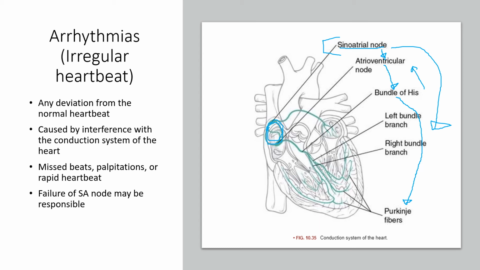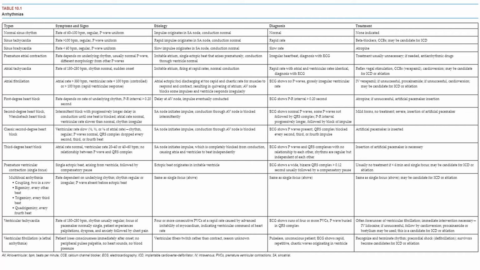So patients may experience missed beats, palpitations, or even a rapid heart rate and heartbeat. And we think that the primary culprit of arrhythmias is due to the failure of the SA node signaling and firing properly. So again, this slide depicts all of the different types of arrhythmias.